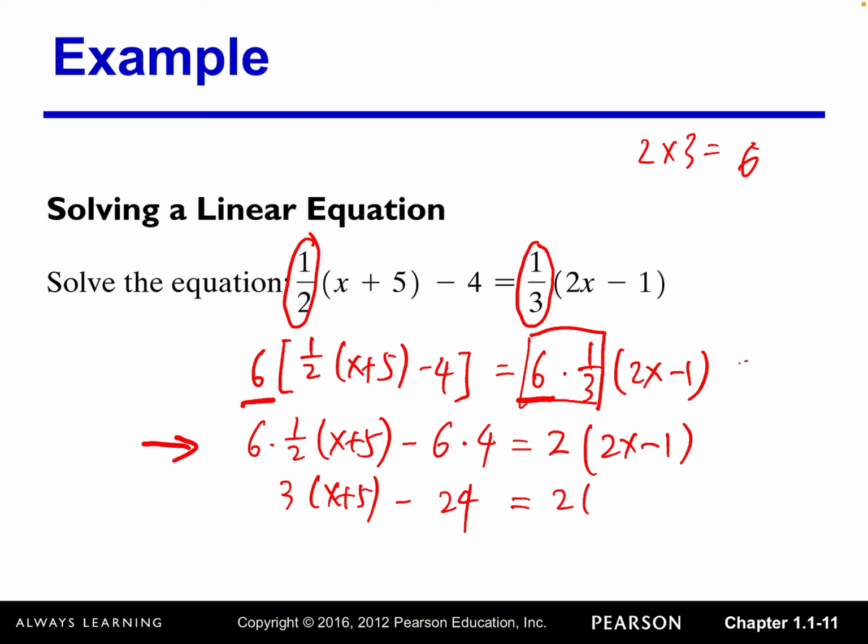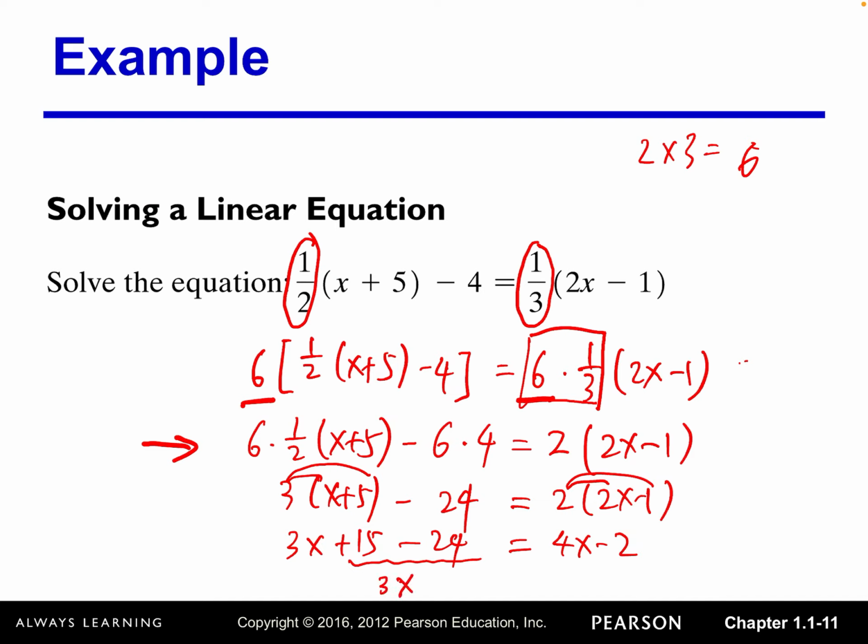And then right-hand side, still, we can keep parentheses, and then next step, we eliminate parentheses. So eliminating parentheses, we got 3x plus 15 minus 24, that's the left-hand side. Right-hand side, that's 4x minus 2, right? And then combine these two. So I got 3x, 15 minus 24, that's -9, right? Right-hand side, 4x minus 2.